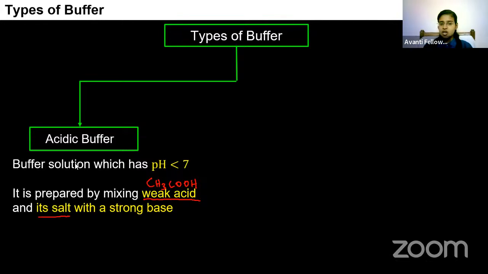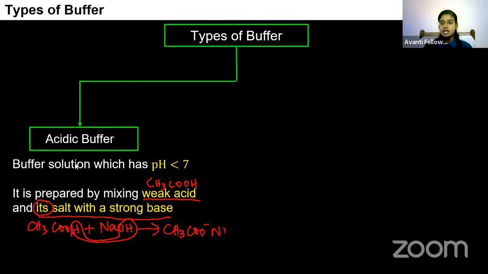Then its salt with the strong base. It means the weak acid salt. Weak acid CH3COOH, if it reacts with the strong base, NaOH, they will form a salt, right? So H2O will go out and they will form the salt CH3COO minus Na plus. Got it? So what they are trying to say is that it is prepared by mixing a weak acid and its salt with the strong base.